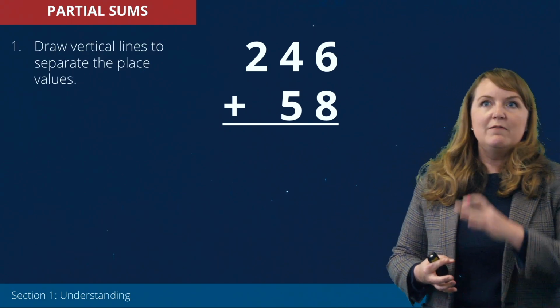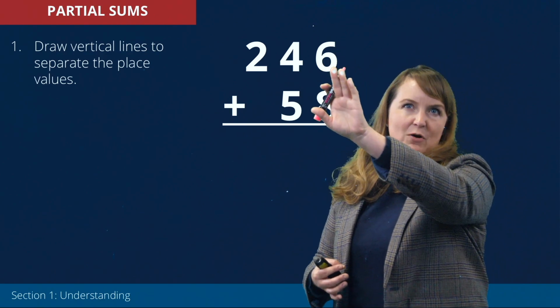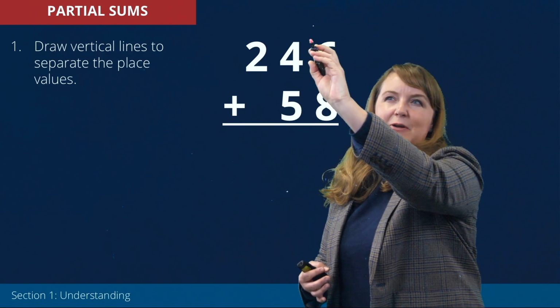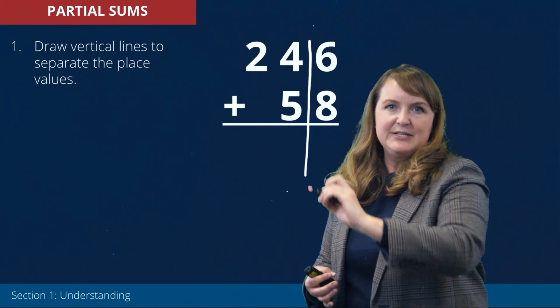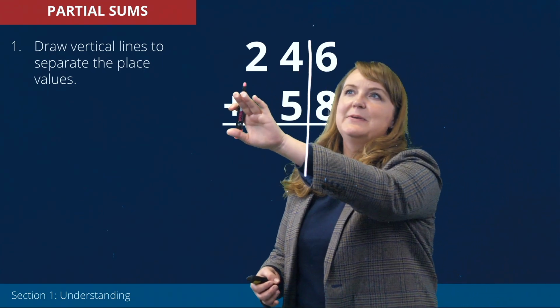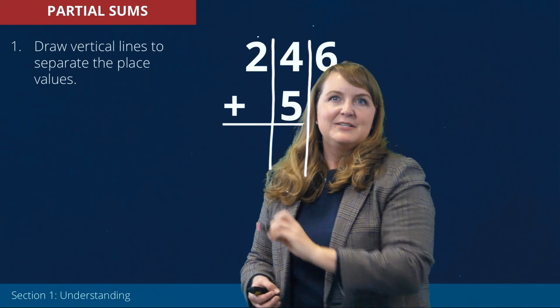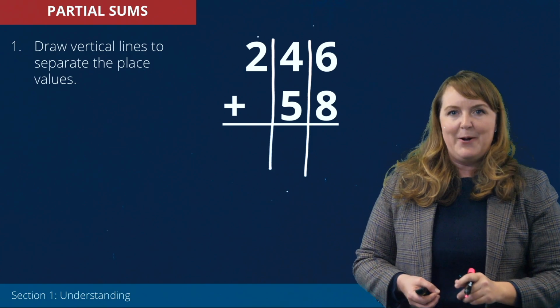First, I'm going to draw vertical lines to separate the place values. In this problem, I have a ones place and a tens place, so I'm going to go ahead and draw a vertical line just like that to separate those place values. And then I have a tens place and a hundreds place. So let's go ahead and draw a vertical line right there to separate those place values as well.